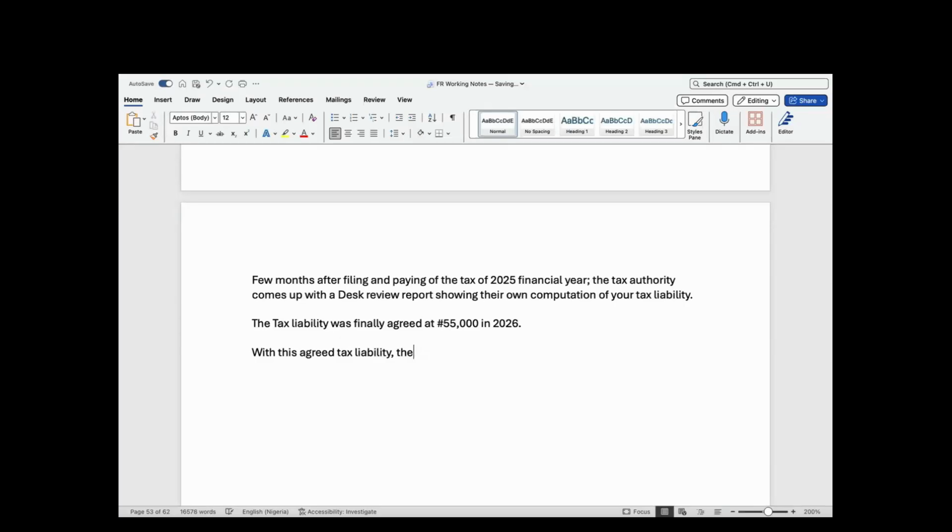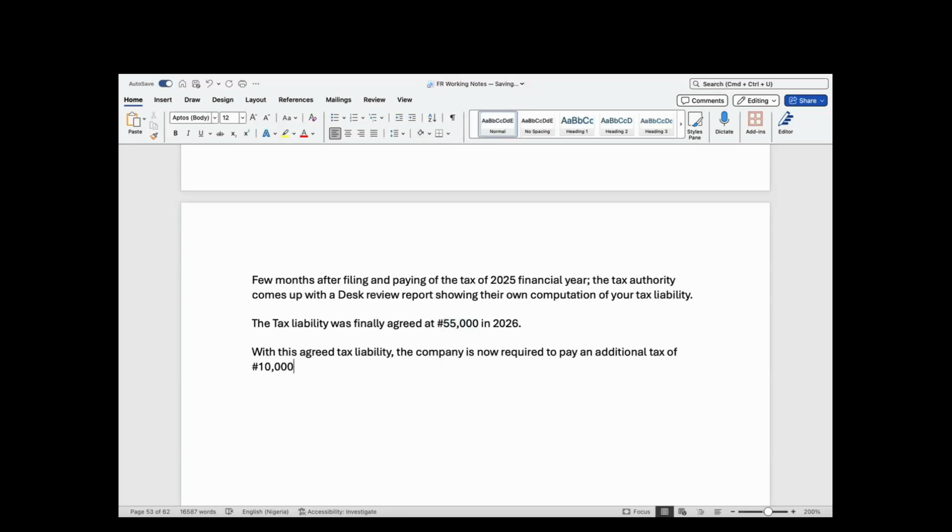so let me put it very simple for you. So the company is now required to pay an additional tax of how much? Who can tell me? I haven't heard your voice since we started. So with this agreed liability of 55,000, how much additional tax is the company required to pay now? 10,000 naira. Good. I needed to be sure that you're following me. You're following the story that I'm telling you.